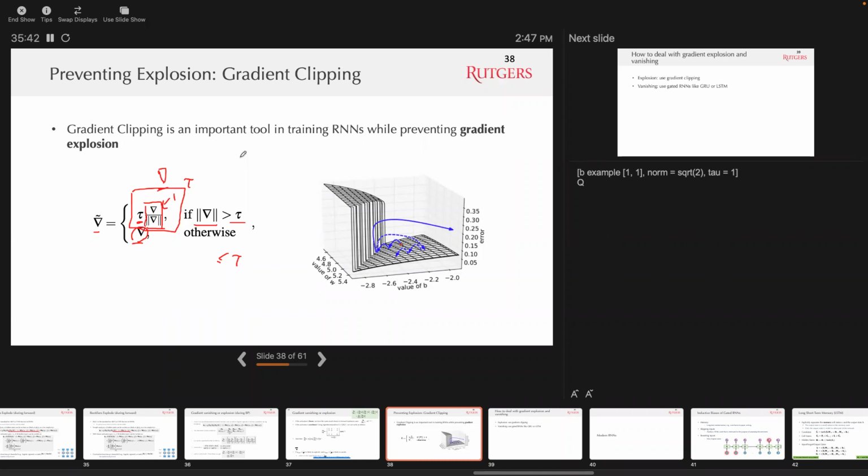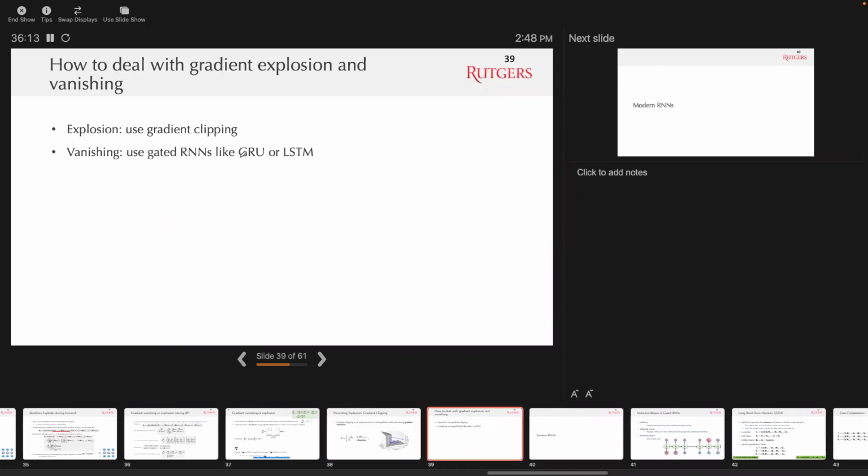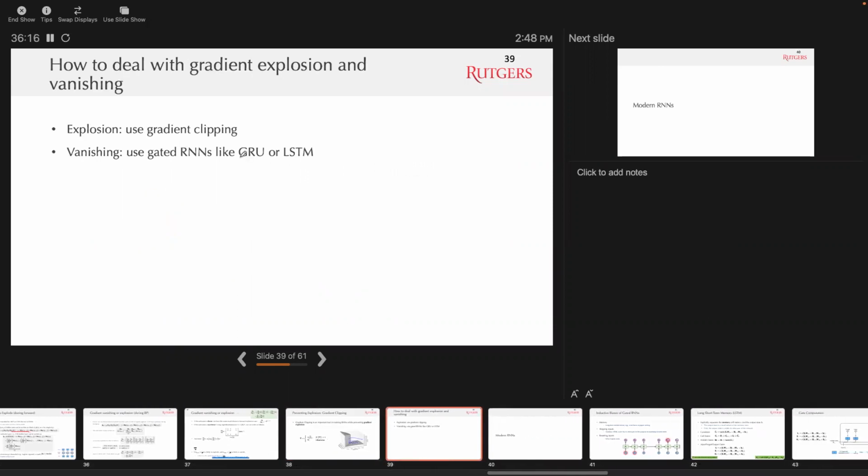So this is gradient clipping. It prevents very large gradients. If you have a very large gradient, then this whole thing is going to explode. It's going to move your parameter to a very, very strange place, and the loss would also be very, very large, or even very, very small. So gradient clipping can help you prevent explosion, but it still cannot help you handle the gradient vanishing problem.